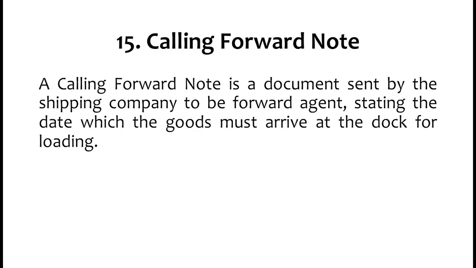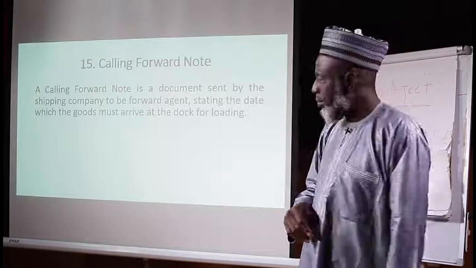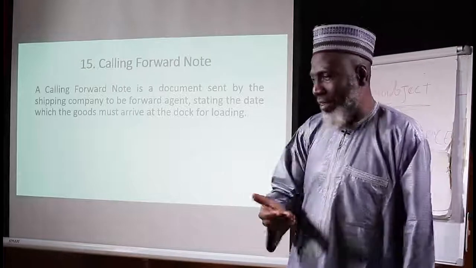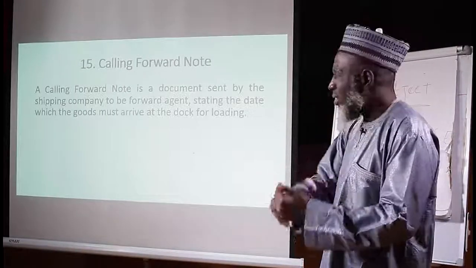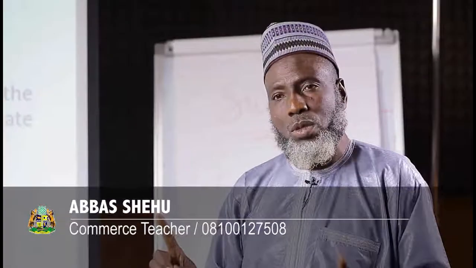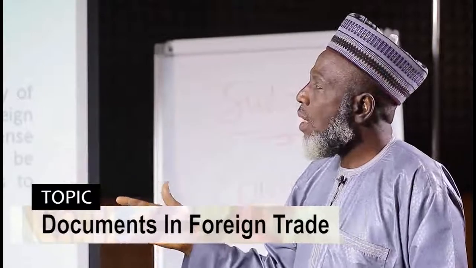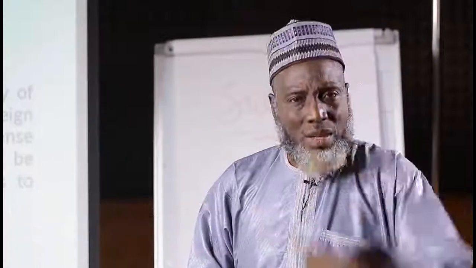Then we go to number 15, which is a calling forward note. It's a document sent by the shipping company to the forward agent, stating the date which the goods must arrive at the dock before loading. Why? To state the date which the goods must arrive at the dock for loading. This is giving order to guide the shipping company to know when the goods are expected to be there.